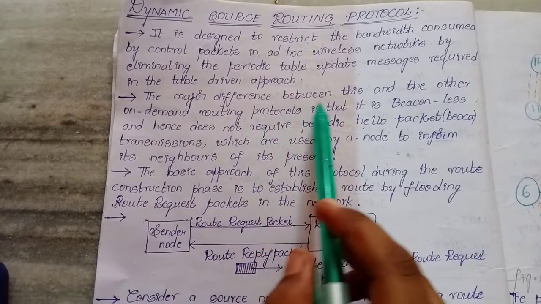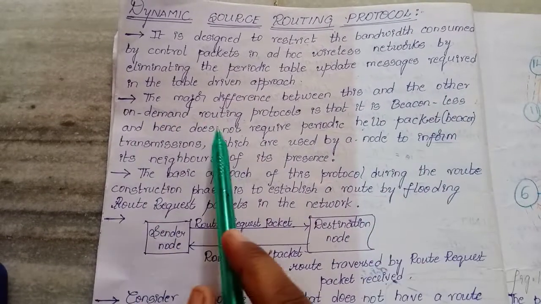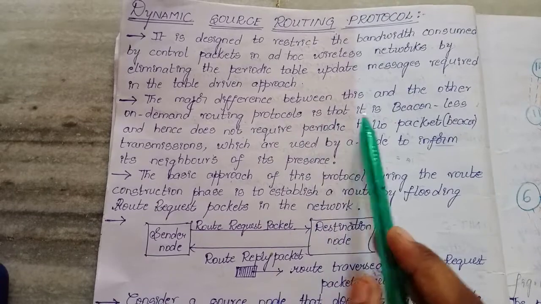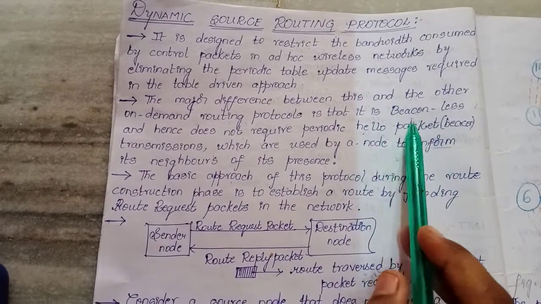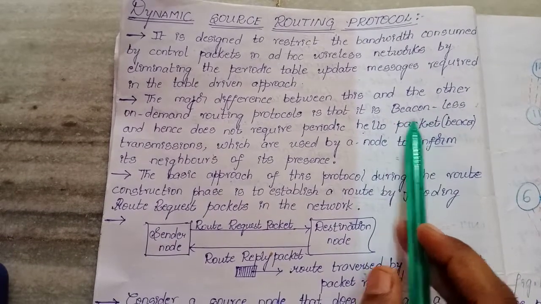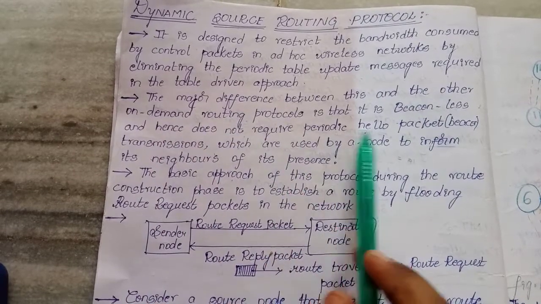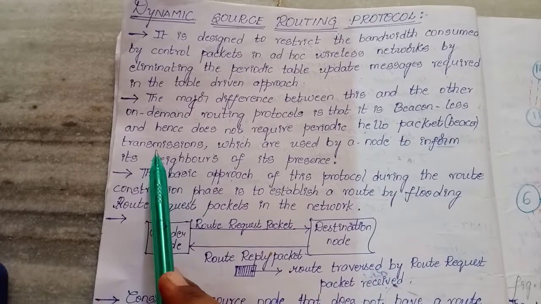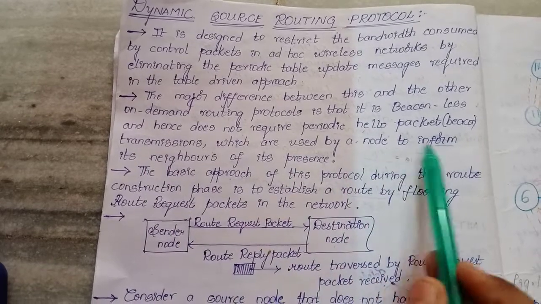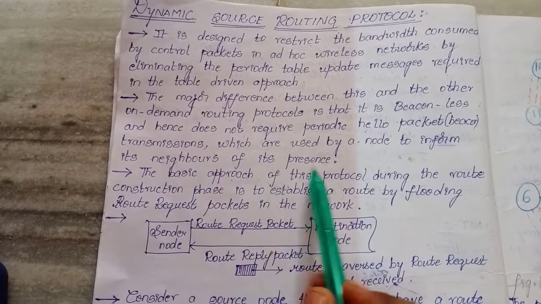The major difference between this and the other on-demand routing protocols is that it is beaconless. Beacon means hello packet. Beaconless, and hence does not require periodic hello packet transmissions which are used by the node to inform its neighbors of its presence.